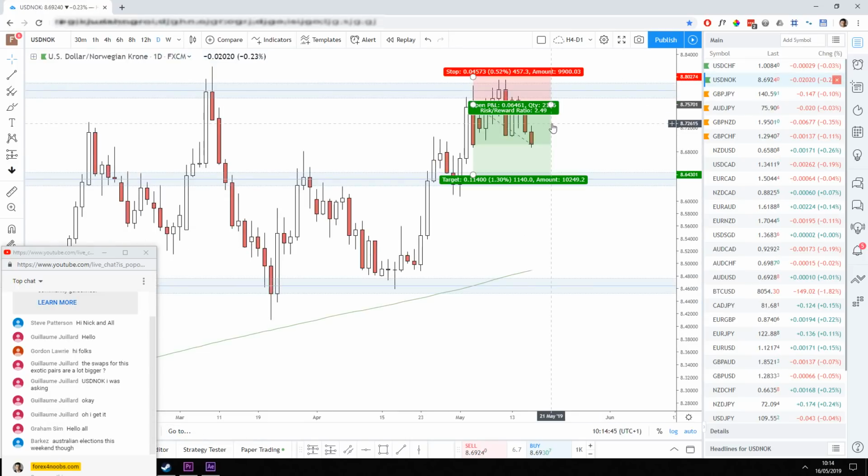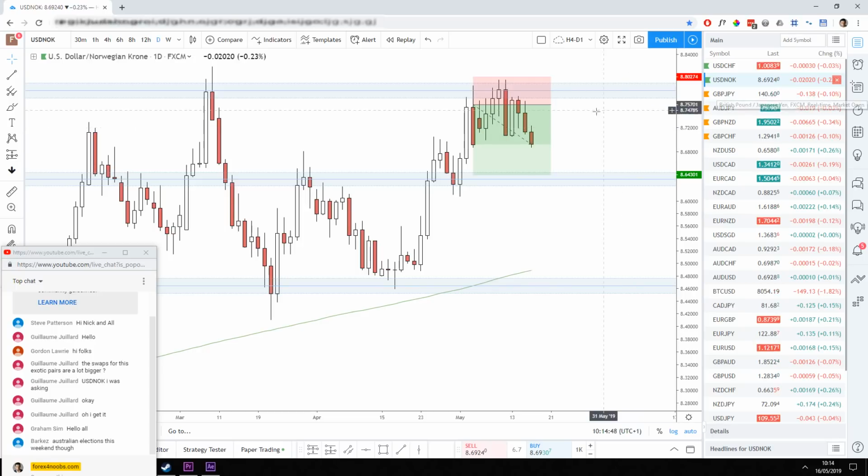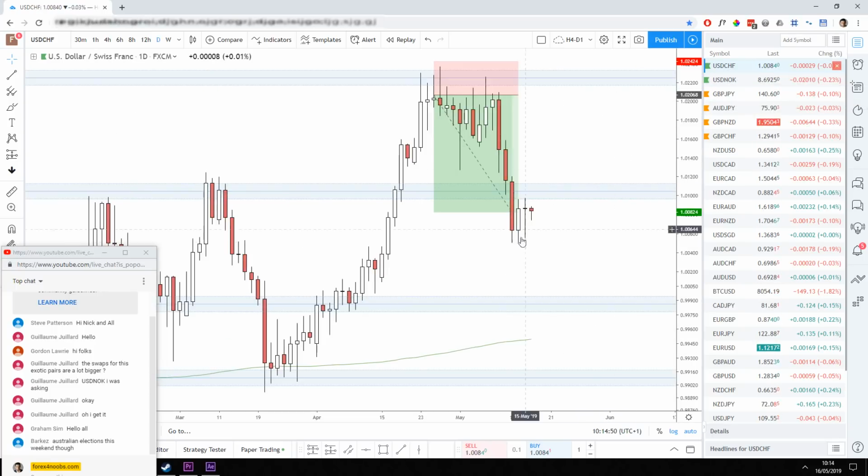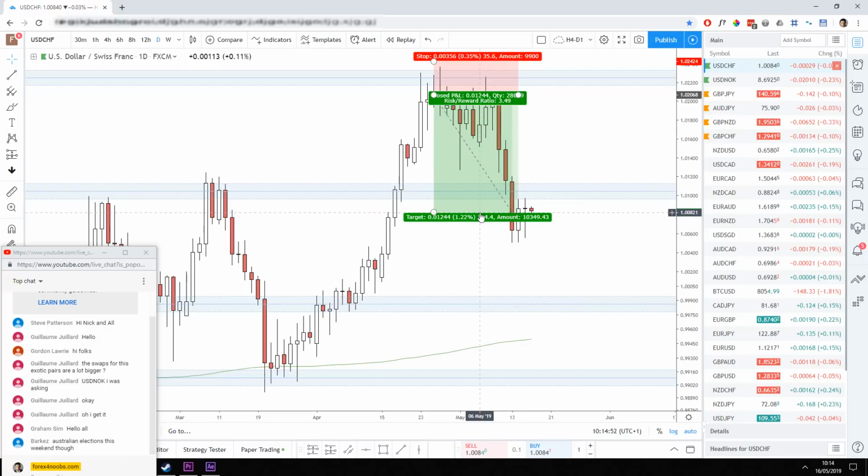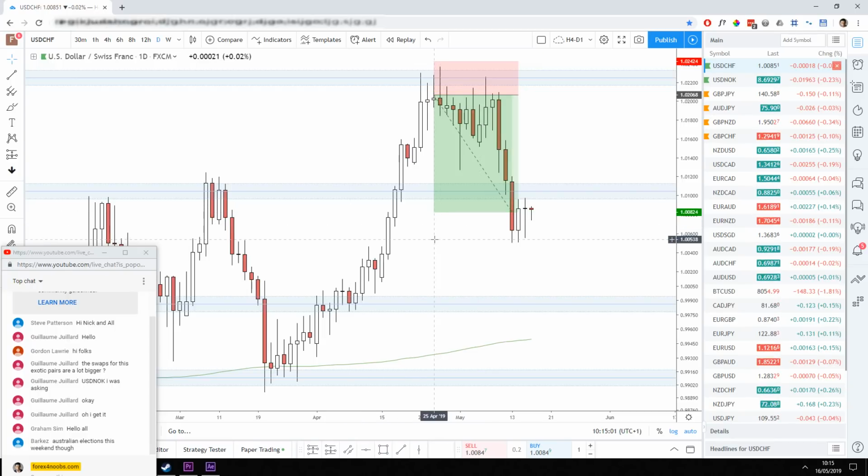As for USDNOK, probably going to hold on to this as it started to move down. USDCHF, probably going to hold on at least until Monday. We'll just see how it goes. So yeah, guys, are there any questions?